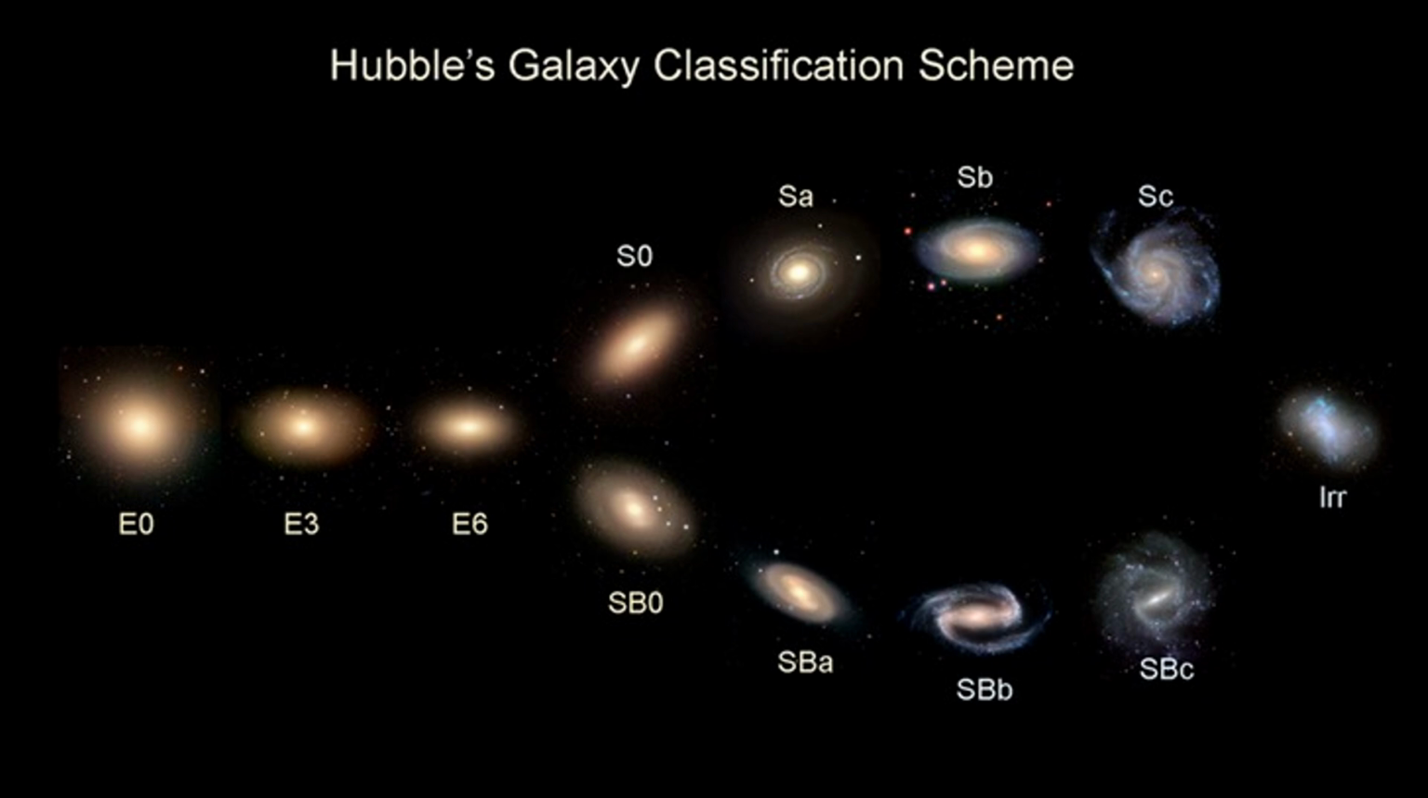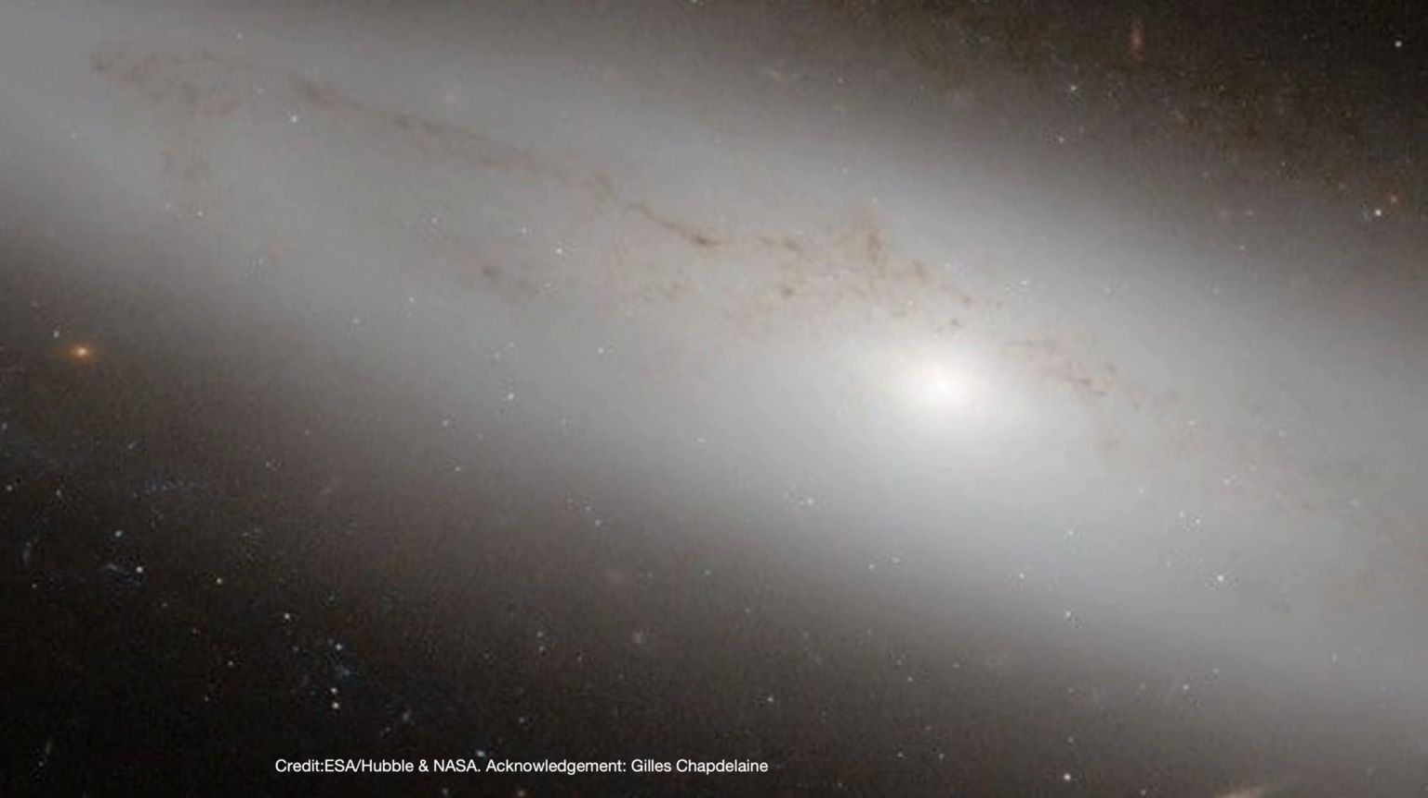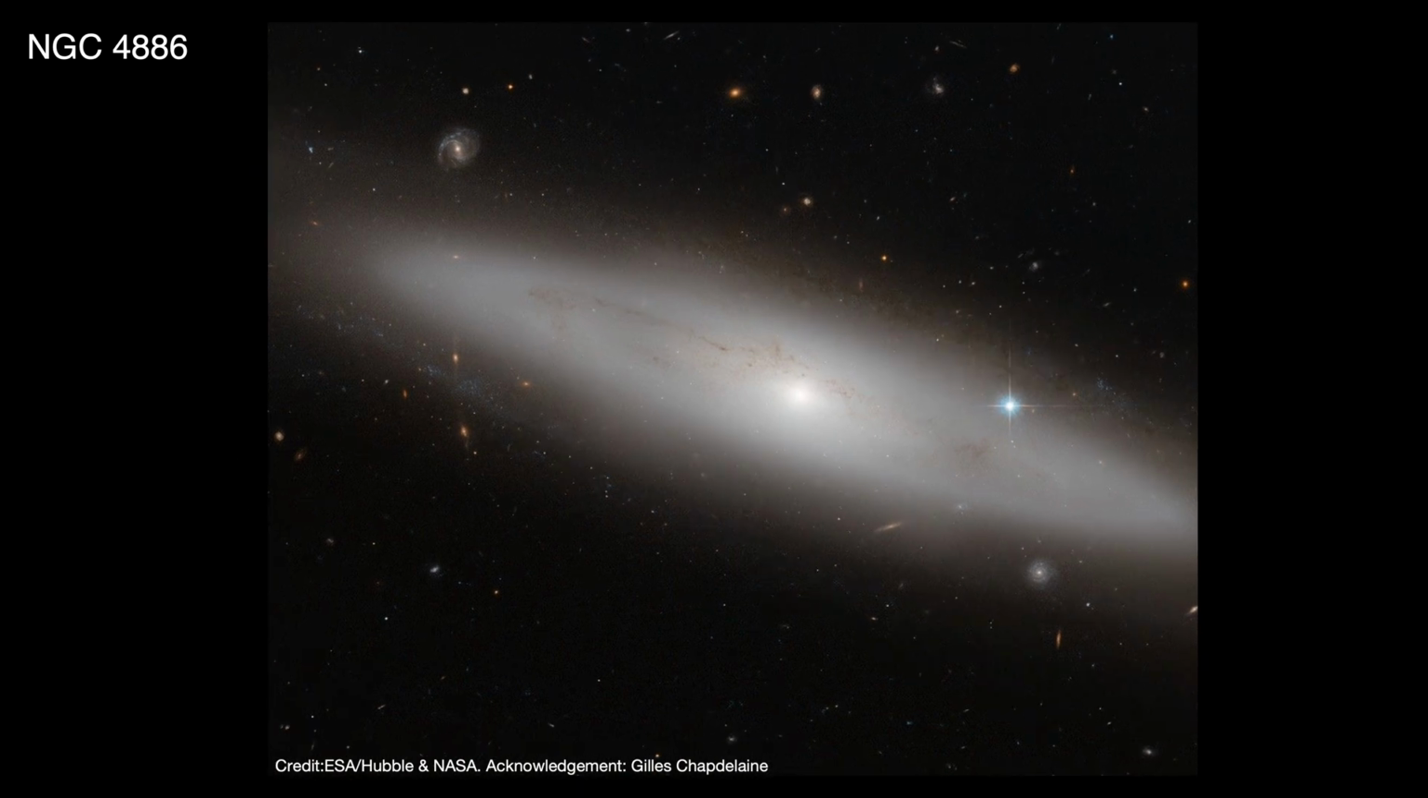So next we have the S0 galaxies, or the lenticular galaxies. They're a cross between spirals and ellipticals. They have a central bulge and a disk common to spiral galaxies, but no arms. But unlike ellipticals, lenticular galaxies have older stellar populations and very little ongoing star formation.